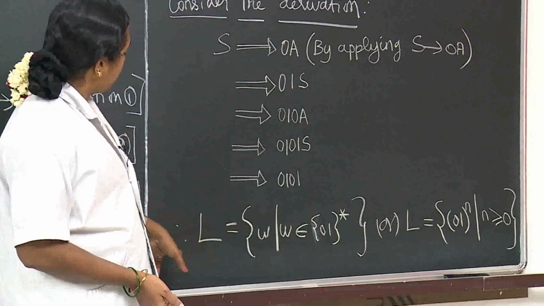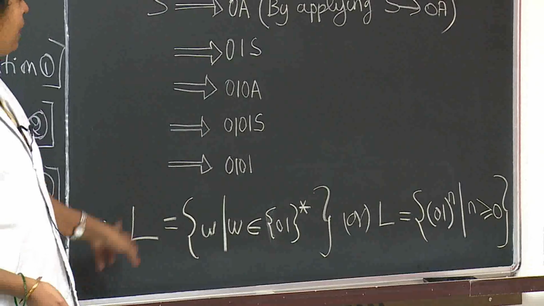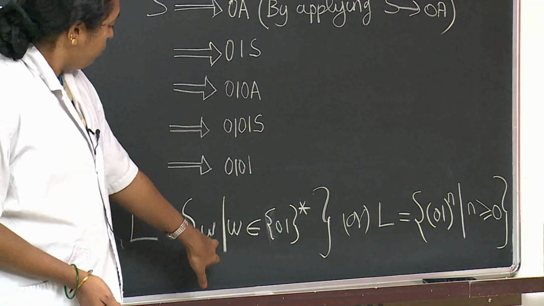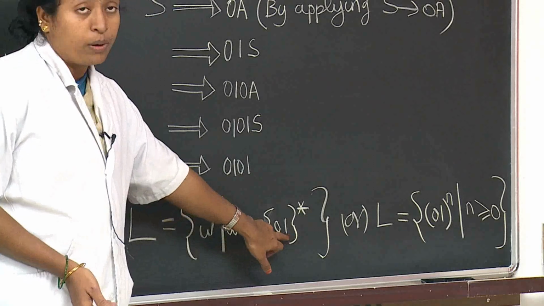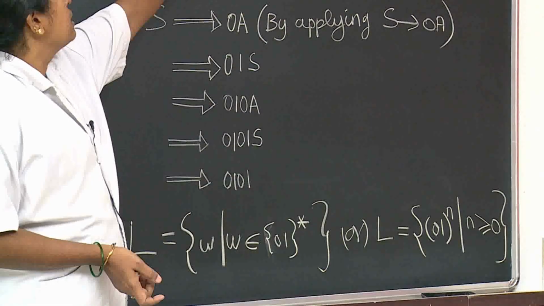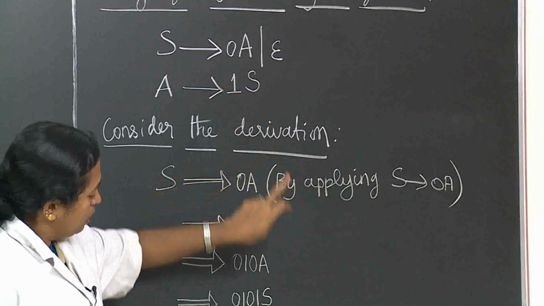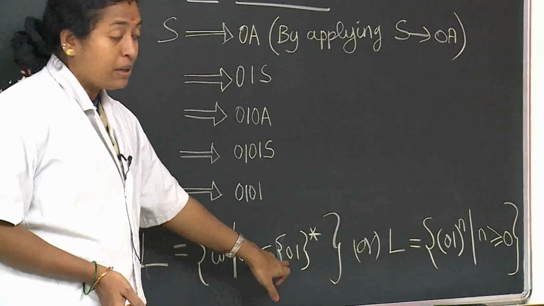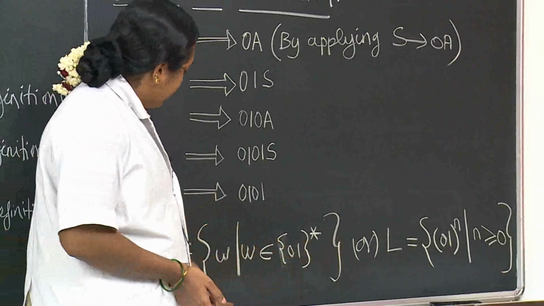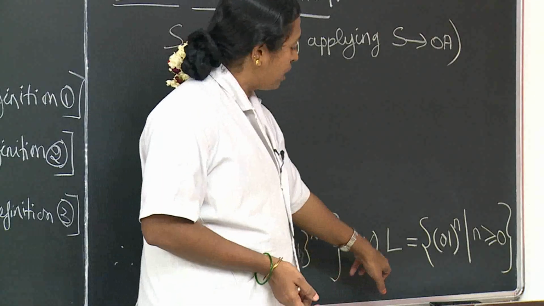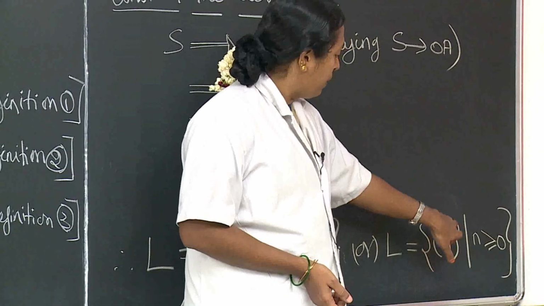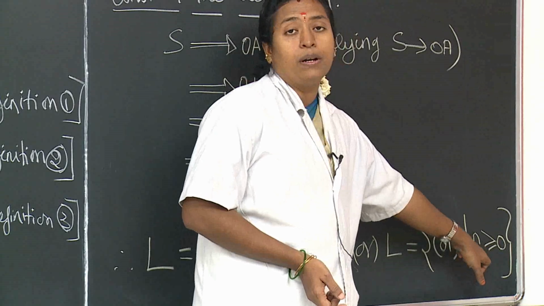From this we can conclude the language derived by this grammar is w, where w is a subset of {0, 1}. Already I have told that 0 and 1 are terminals. So the strings over the terminals, {0, 1} closure, or this can be rewritten as the language generated as (01) power n, where n is greater than or equal to 0.